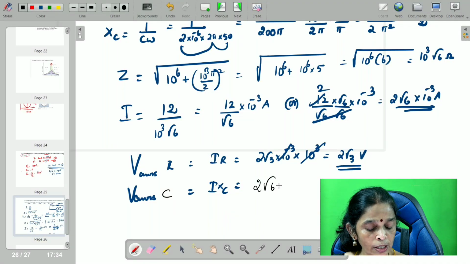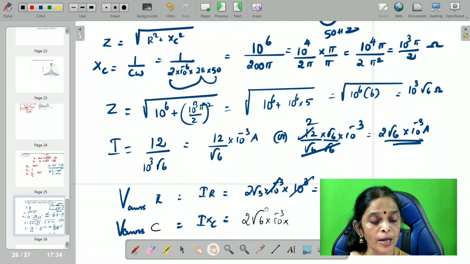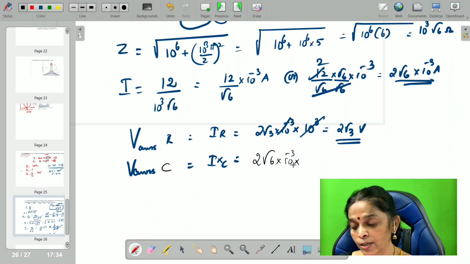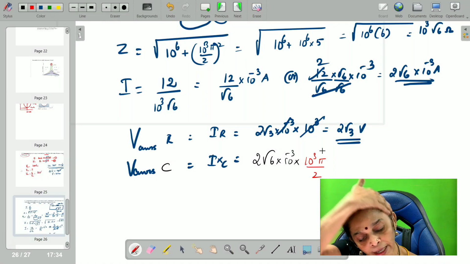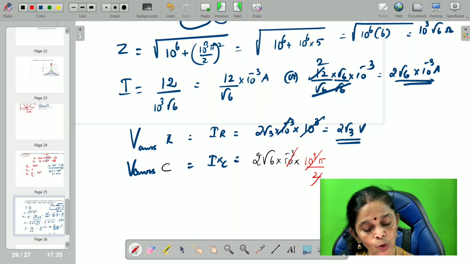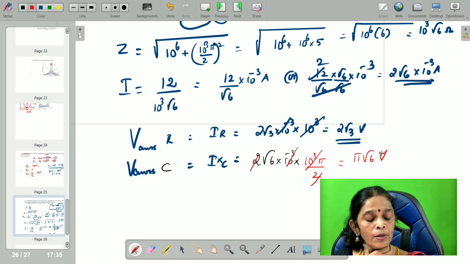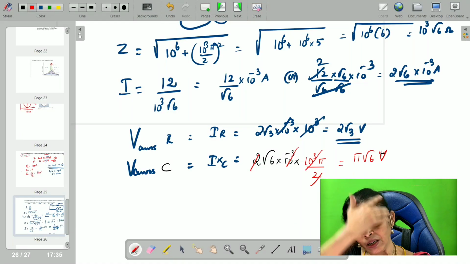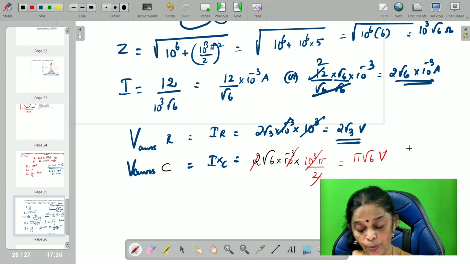So 2 into root 6 into 10 power minus 3 into XC. What is XC you found out? Just now here we have seen, 10 power 3 pi by 2. So same thing you write. So 10 power 3 pi by 2. So 10 power minus 3 get cancelled. So 2 get cancelled. That is equal to pi root 6 voltage. So this is V across C. Further if you want to simplify, you can simplify.